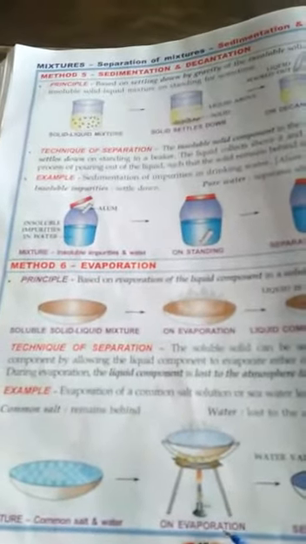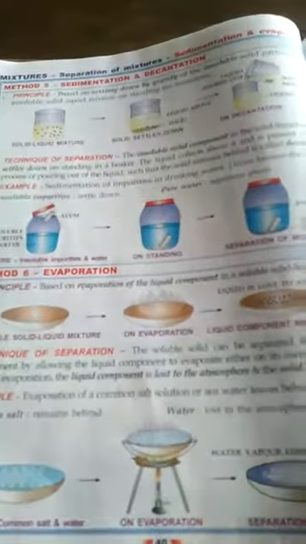Another example is NaCl and water. Okay, sodium chloride and water mixture. So on heating the mixture, the water is lost to the atmosphere and common salt, that is NaCl, is left behind. So come to the exercise now.